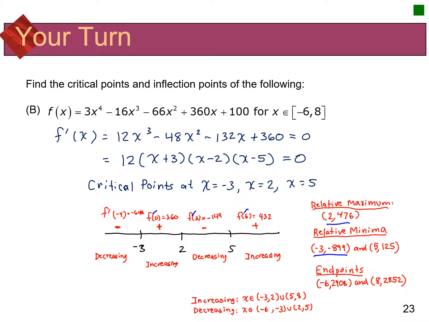And then I plugged in a value that's more than 5. So I chose 6 and plugged that into f prime. I got 432, which is positive. So it goes back to increasing. So I have another relative minimum there. I also calculated the endpoints where those y values are going to be. And I use these plus and minus signs and the fact that I've already interpreted as increasing and decreasing to give my intervals of increase and decrease. So f of x is increasing when x goes from negative 3 to 2 or from 5 to 8. It's decreasing when x is going from negative 6 to negative 3 or from 2 to 5.